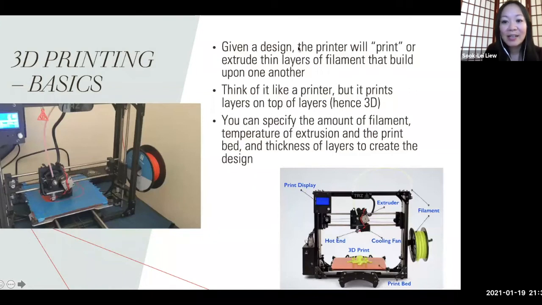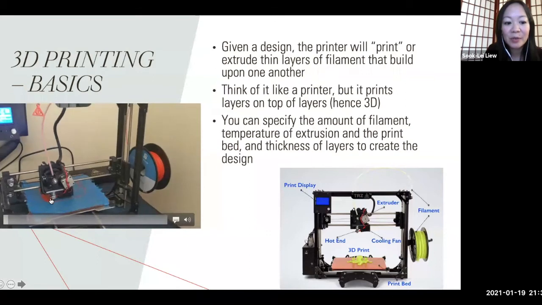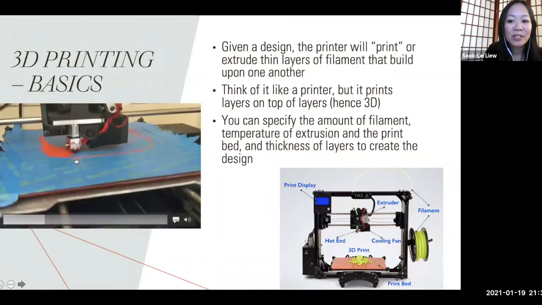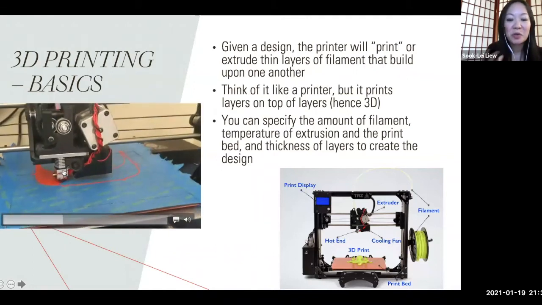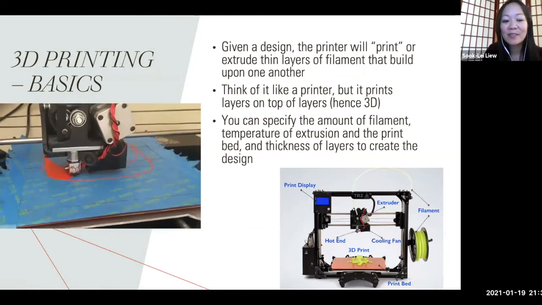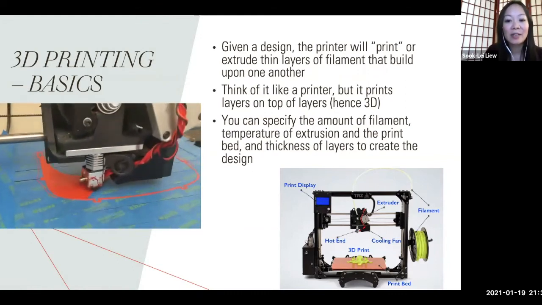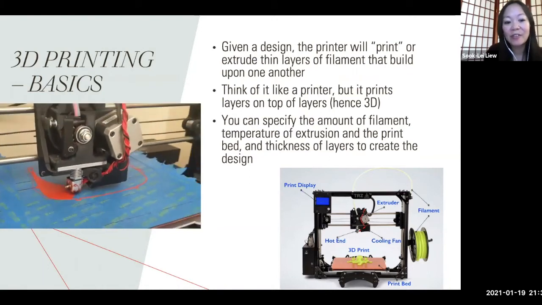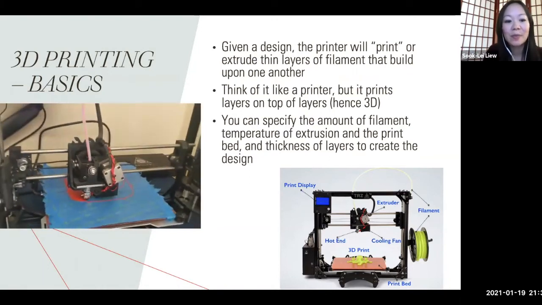So given a design, a 3D printer prints or extrudes thin layers of filament that build on one another. So here's the video again. So you can basically think of the printer as like your regular paper printer, except instead of laying down one layer of ink, it's laying down one layer of filament. And then what makes it 3D is that it builds on that layer of filament upwards. So it'll keep going in the Z dimension essentially, so that you end up with a 3D figure or model.